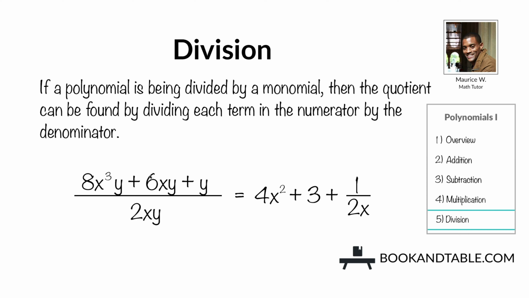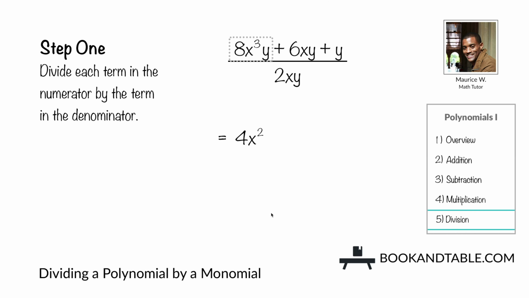Now, if you are dividing a polynomial by a monomial, then the quotient can be found by dividing each term in the numerator by the denominator. So for example, 8x cubed y plus 6xy plus y divided by 2xy would be equal to 4x squared plus 3 plus 1 over 2x. How do we do this? Well, let's take a look at this a little bit closer.